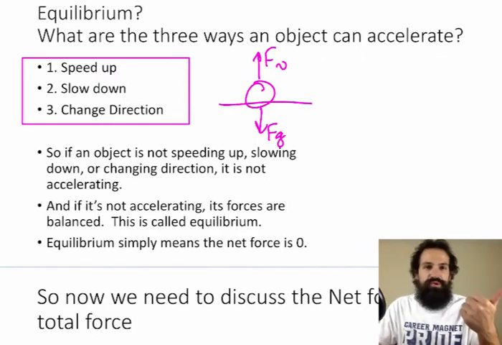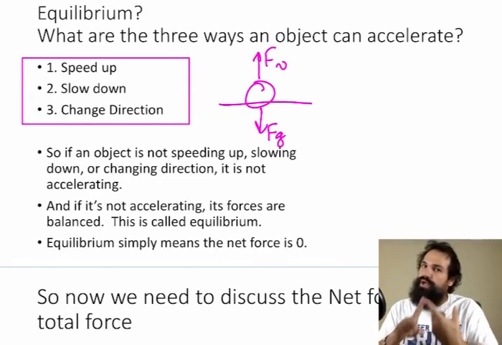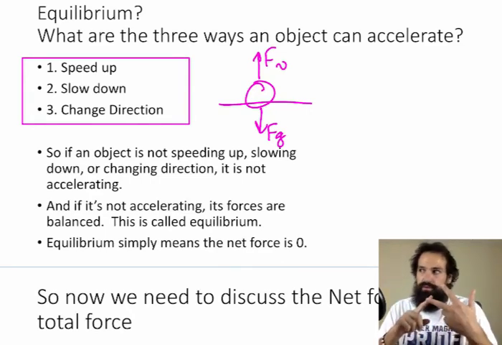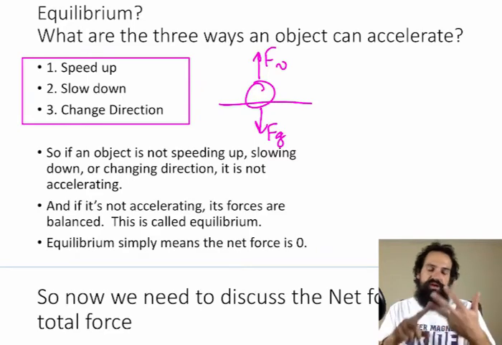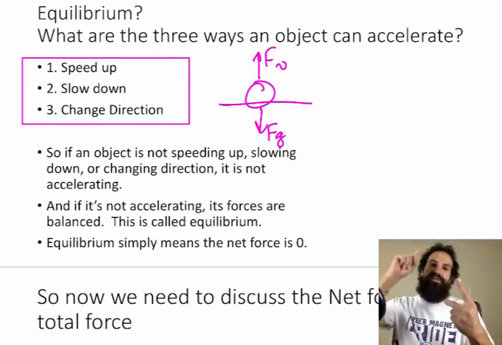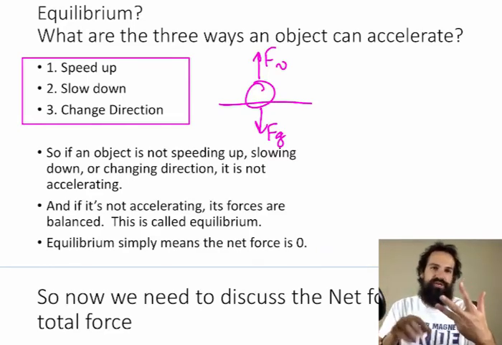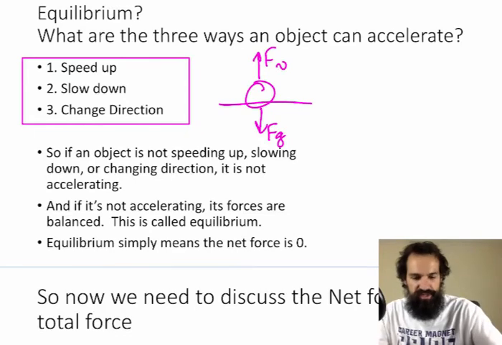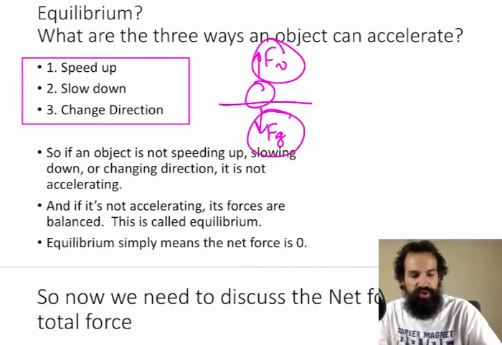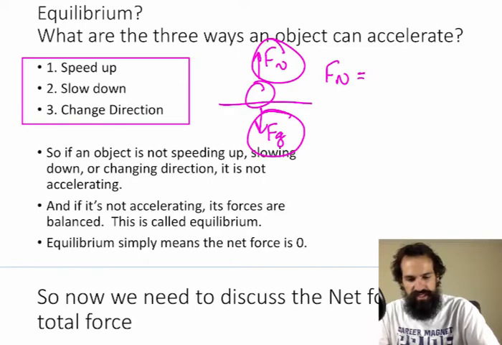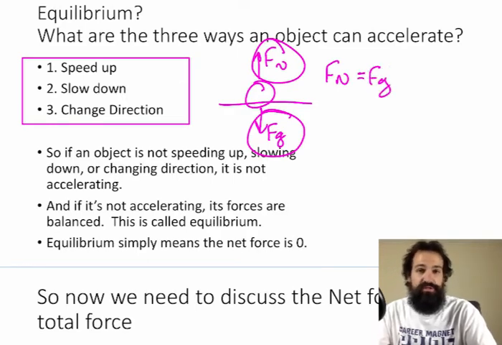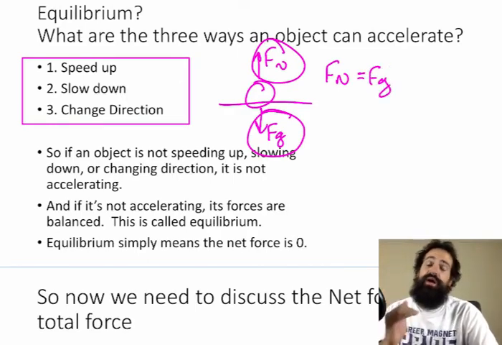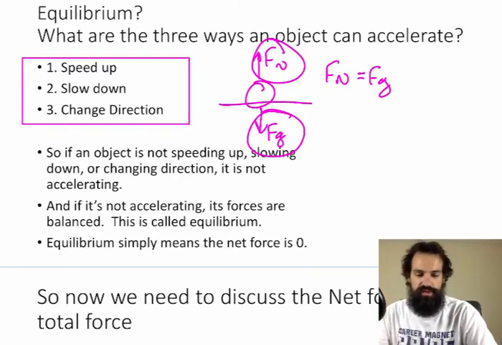Let's break it down even more than that. Is the object speeding up? No. Is the object slowing down? No. Is the object changing direction? It is not. And because it's not speeding up, slowing down, or changing direction, it's not accelerating. If it's not accelerating, the forces are balanced, meaning this upward force has to perfectly balance the downward force. So the normal force is equal to the force of gravity. That's a big concept. That's super important.